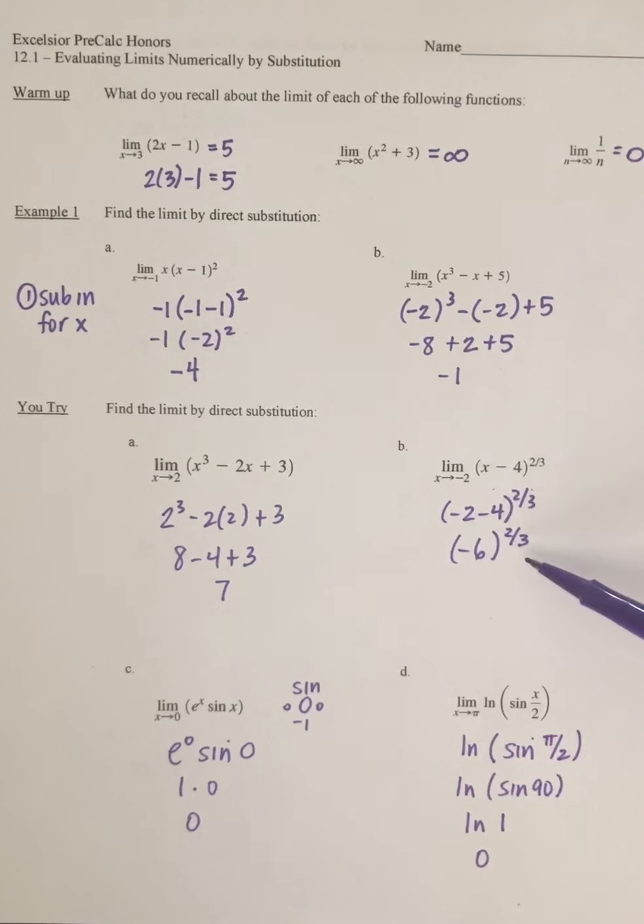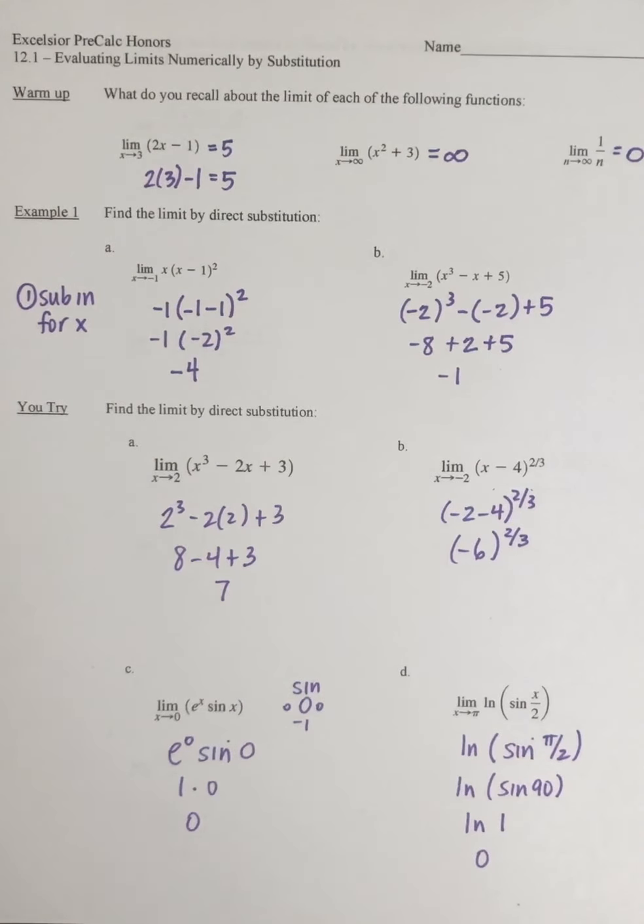You get this negative 6 to the 2/3. I kind of left it like that because it's not a nice number. If it was, say, a multiple choice and there was a decimal, maybe type it in. But negative 6 to the 2/3, make sure you're in parentheses.